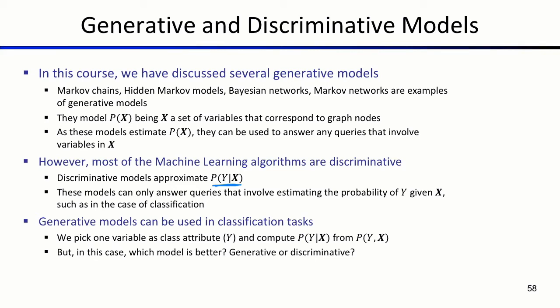But even though the generative models are interested in modeling P of x, there is nothing that restricts us from using those models in classification problems. We just pick one attribute to be the class attribute y, and we compute the probability of y given x from the joint probability of y and x. We have done this before, and we had one lecture about using some of the generative models that we discussed in this course in classification problems, and also one assignment about this topic.